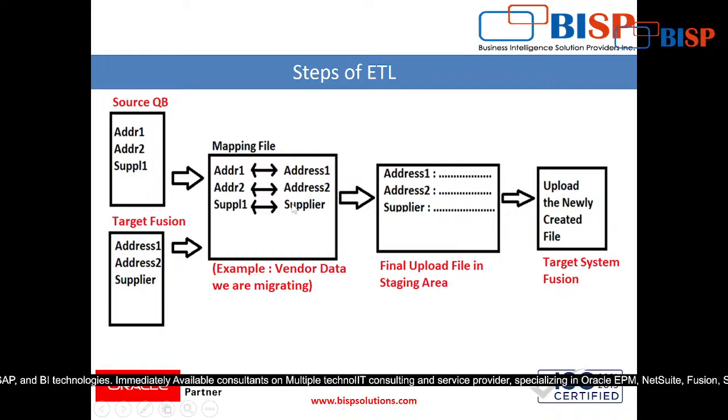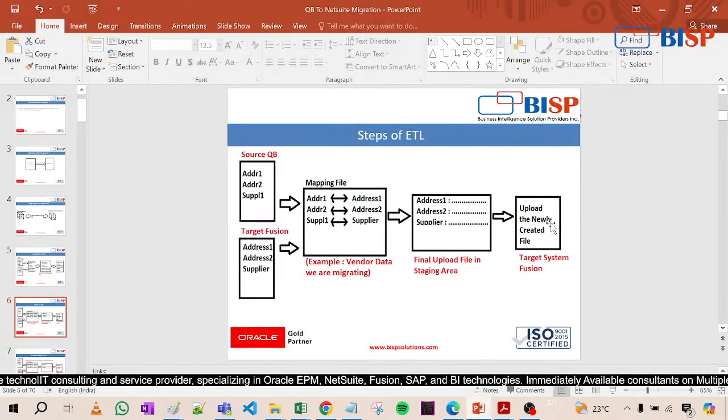First take the data, take the headers of the target, then interchange all the headers, which will be done with the help of scripting. Then the final sheet will be kept in the staging area, and then upload the newly created final sheet into the target. So guys, this is all about the migration process. In this webinar I have taken only one sheet, the master sheet, that is the vendor data.